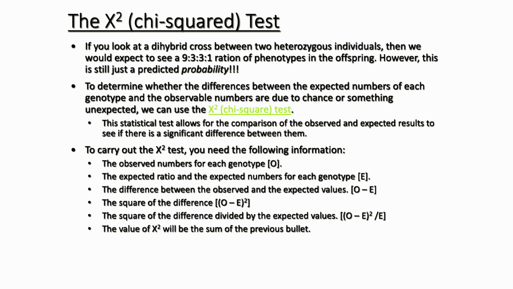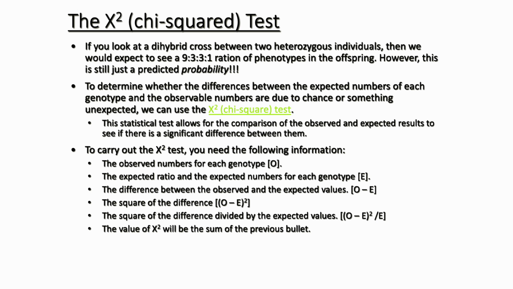To determine whether the differences between the expected numbers of each genotype and the observable numbers are due to chance or something unexpected, we can use the chi-square test. This statistical test allows for the comparison of the observed and the expected results to see if there's a significant difference between them. To carry out the chi-square test, you need the following information.